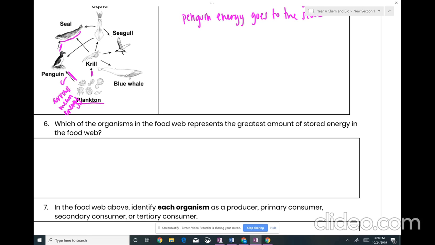Right? So when we're looking at that, we're looking at what is at the bottom of the food web. Right? So it's usually whatever is on the bottom of the food web. So in this case, we have our plankton, and it is because plankton are producers. And you have to remember that producers are always going to be at the bottom of the food web, right? And they're the ones that support the amount of energy for the whole ecosystem.